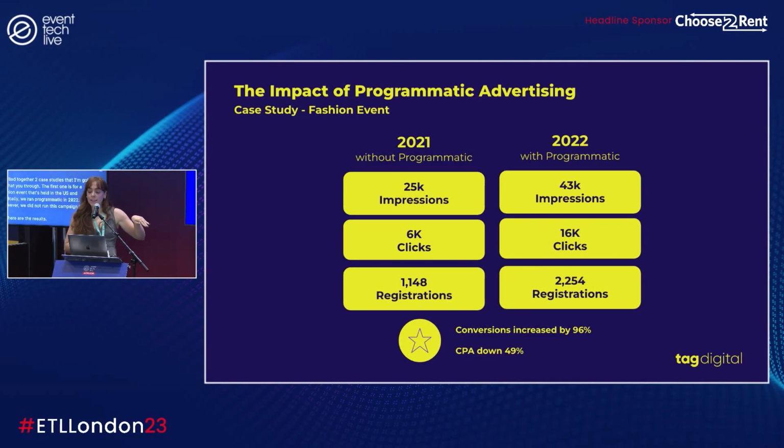If we look closely at the conversions, you can see that in 2021, the campaigns received around 1,000 conversions without programmatic, versus 2022, they received around 2,000 conversions with programmatic. It's really important to note that the spends were pretty much the exact same. We maybe spent $100 of a difference between the 2 campaigns. However, you can already see the significance of adding programmatic advertising in 2022. Overall, the conversions increased by 96%, and we also saw that cost per acquisition come down by around 49%.